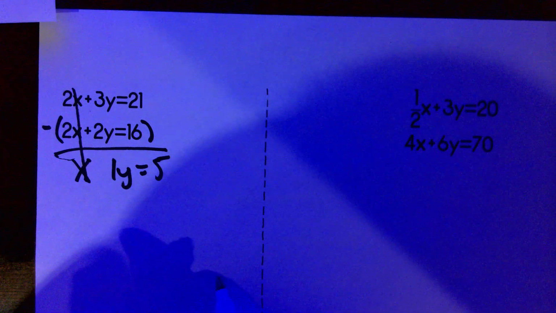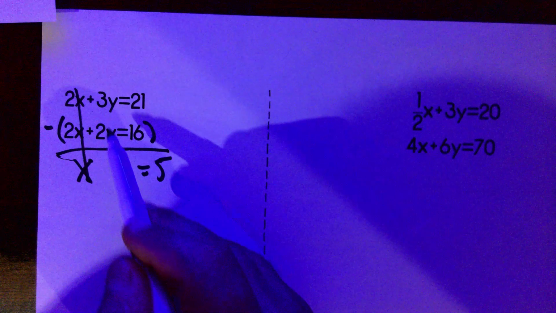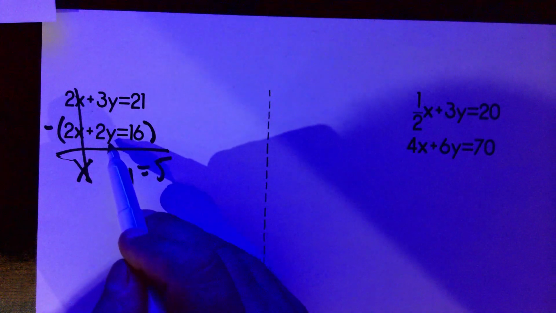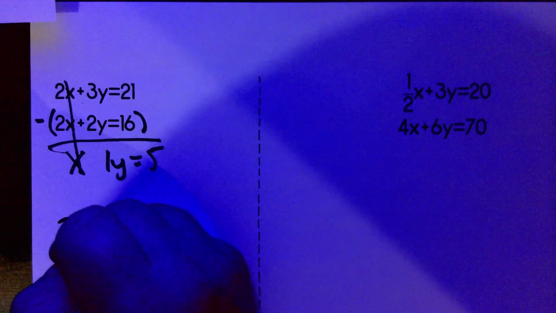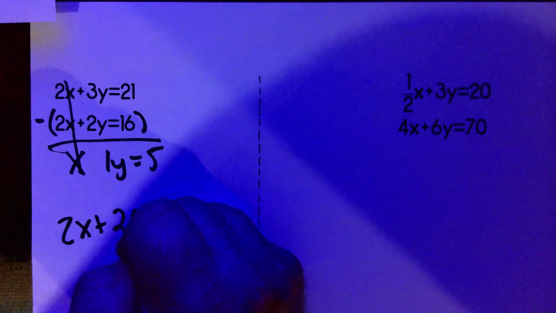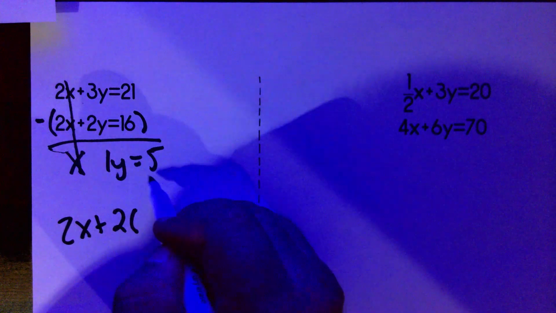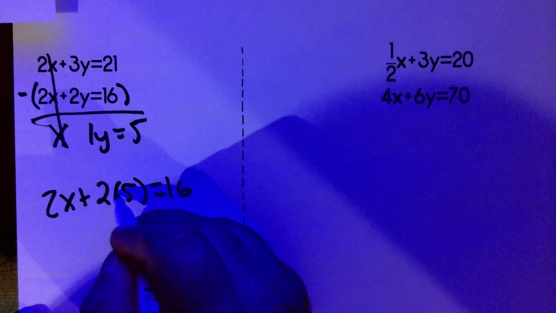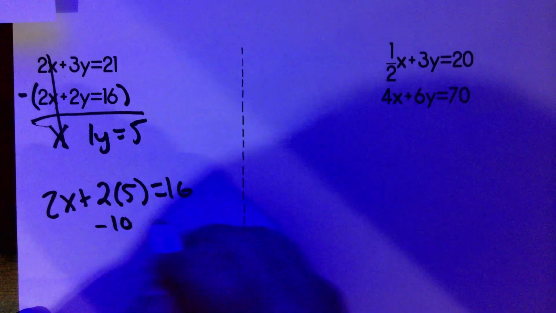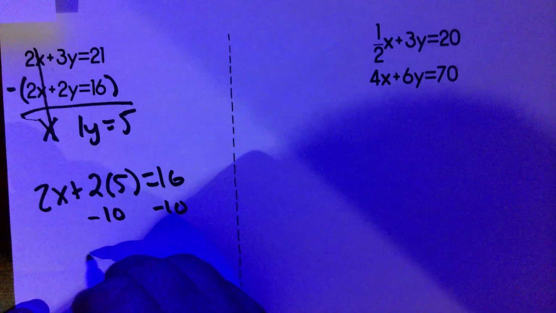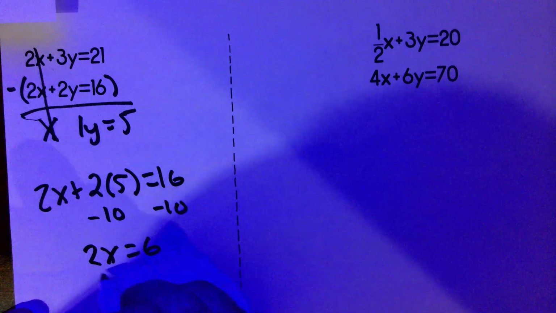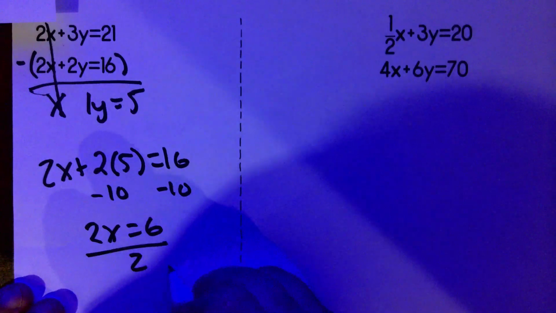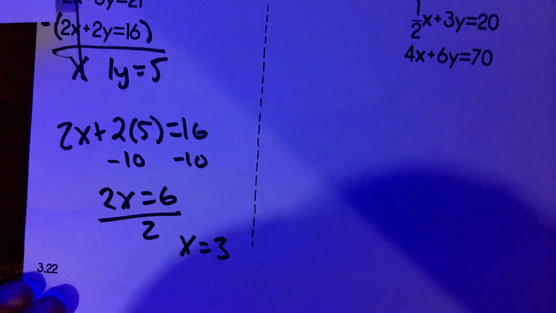Now you just take the 5 and plug it back into one of these equations. It doesn't matter which one. I'll plug it into this bottom one: 2 times x plus 2 times y, which is now 5, is equal to 16. 2 times 5 is 10, so I'm going to subtract this 10 from both sides. And 2x is 6, so x equals 3. So those are the two values I was looking for: y is 5 and x is 3.